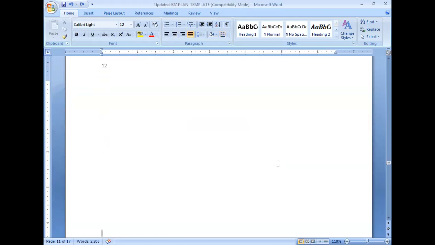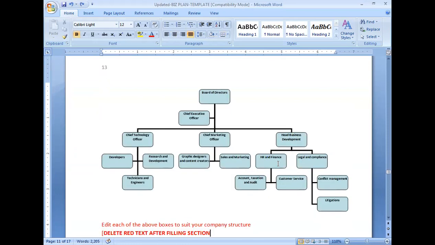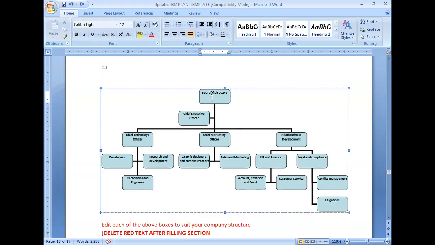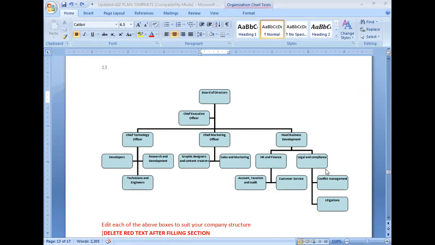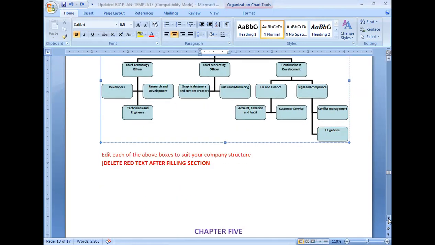So this is an organogram. Organogram is talking about the leadership structure. Okay, the leadership structure in your business. So you have to edit this organogram to fit your own leadership structure. Please just edit it based on the future, not present. For example, maybe you have just one staff working for you now, but you have to list it based on what you want the business to be in the future.